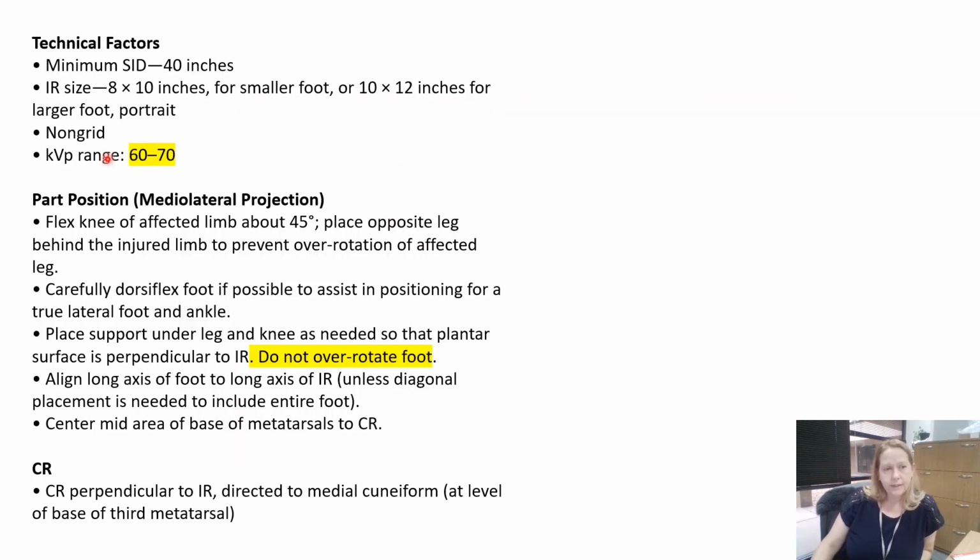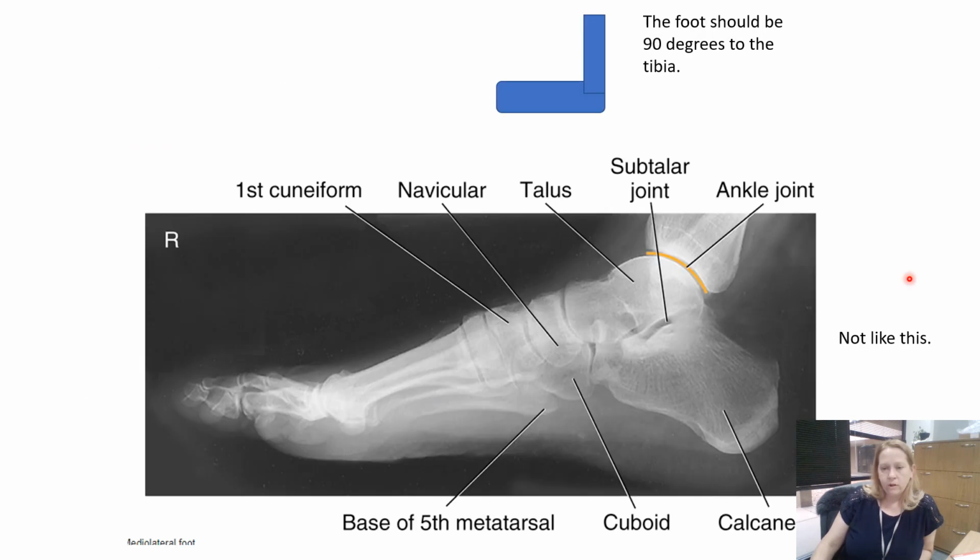The technical factors is 60 to 70. Don't over rotate the foot. That was for a lateral oblique.